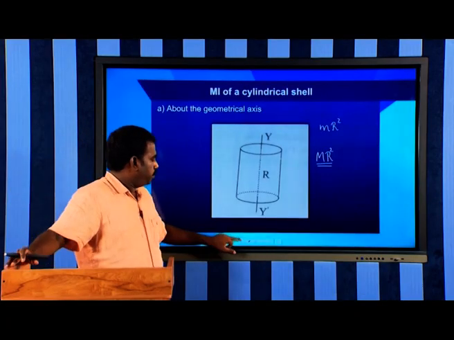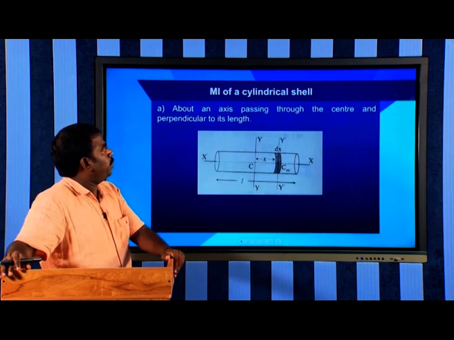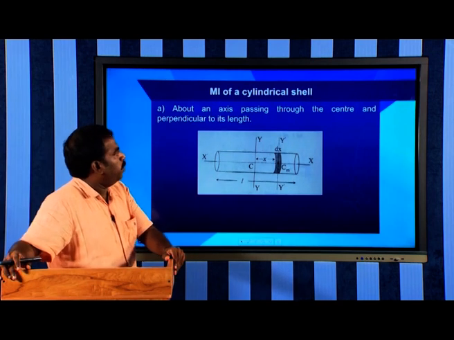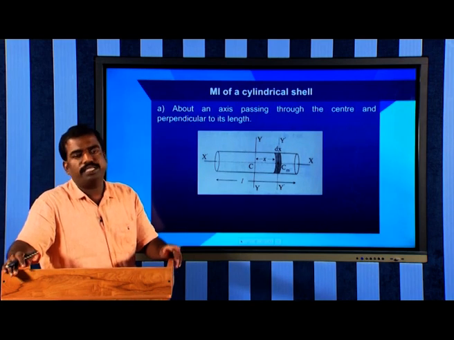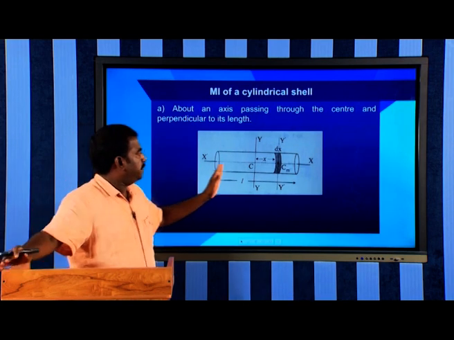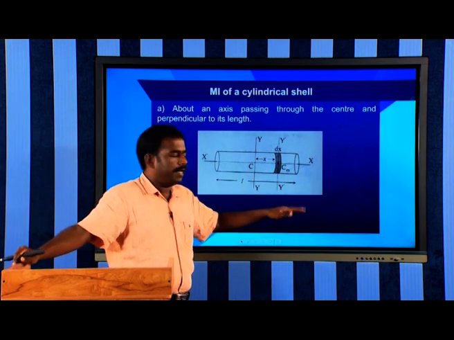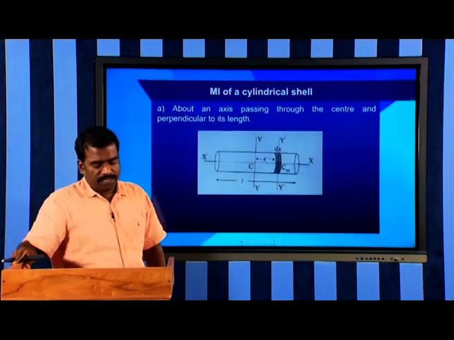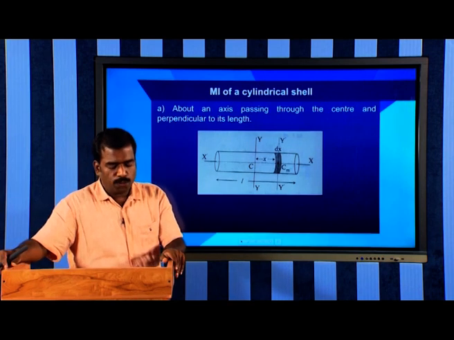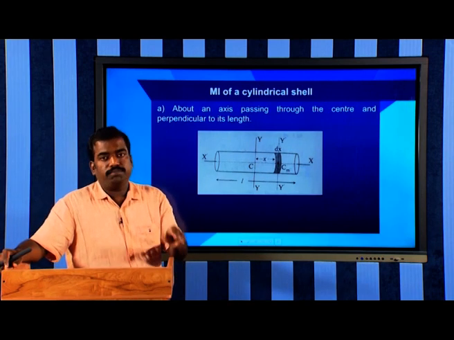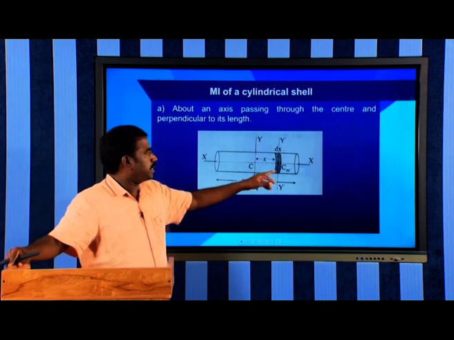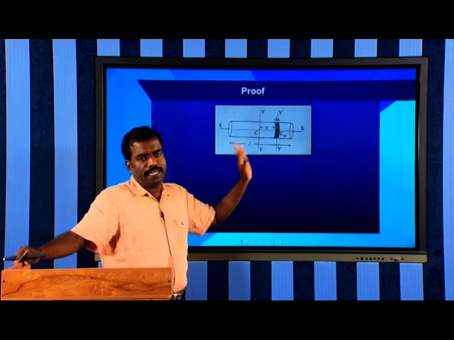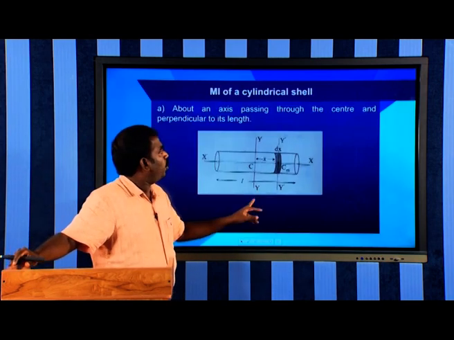Second, we find the moment of inertia of the same cylindrical shell about an axis passing through its center and perpendicular to its length. The same steps apply here. We consider a cylindrical shell of length L and radius R. Instead of the disc, we consider a ring, imagining that the shell is made up of a large number of rings. Here we consider a ring of thickness dx, which is at a distance of x.